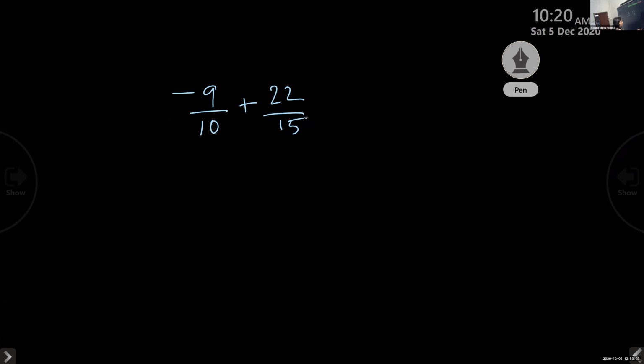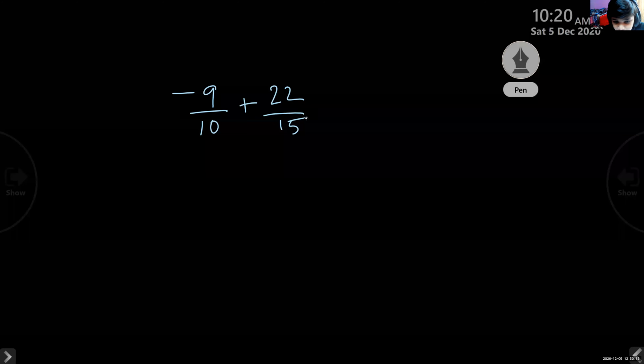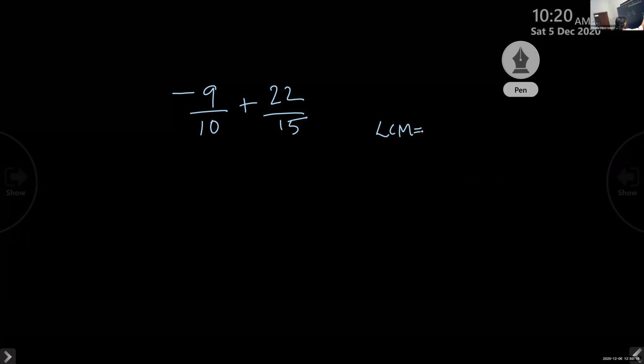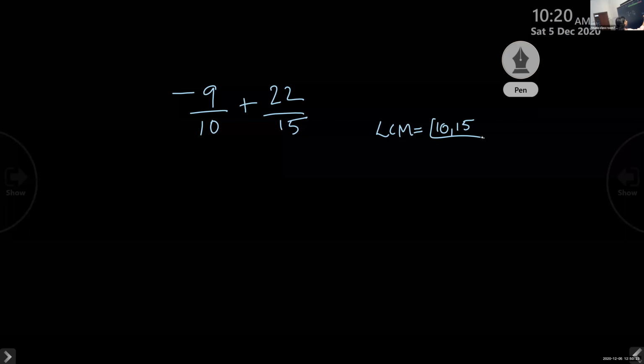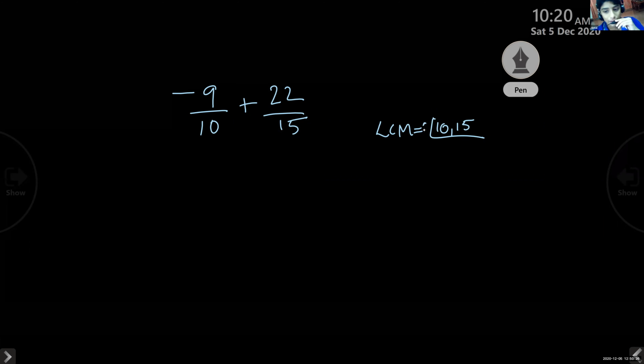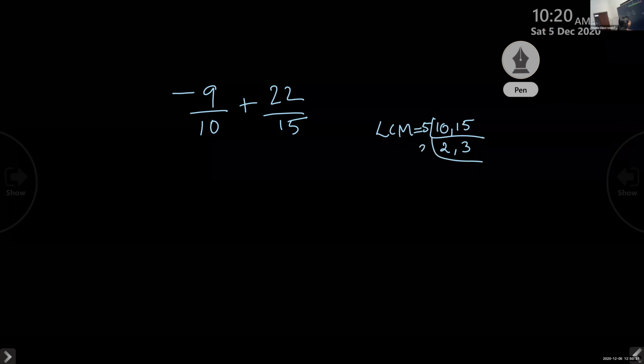So let us do that. All students, please do it yourself. Find out the LCM of 10 and 15. You can take 5 as the common number: 5 into 2 is 10, 5 into 3 is 15. So you will get 10 into 3, LCM is 30.